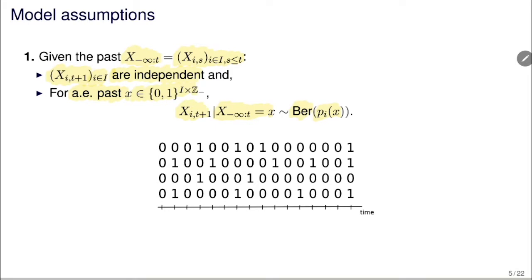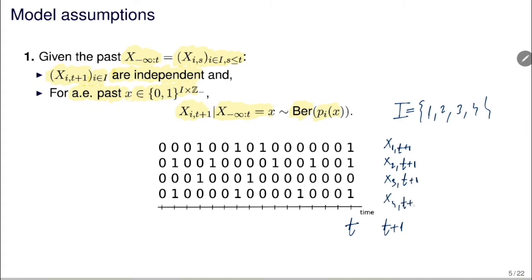To illustrate this first assumption, let us consider an example, again with i equals 1, 2, 3, 4, and suppose time t is here. Then what the first item of assumption 1 says is that at time t+1, so at the next time unit, we have 4 independent random variables, so X_1,t+1, X_2,t+1, X_3,t+1, X_4,t+1 are all independent random variables. And the second item of assumption 1 says the following.